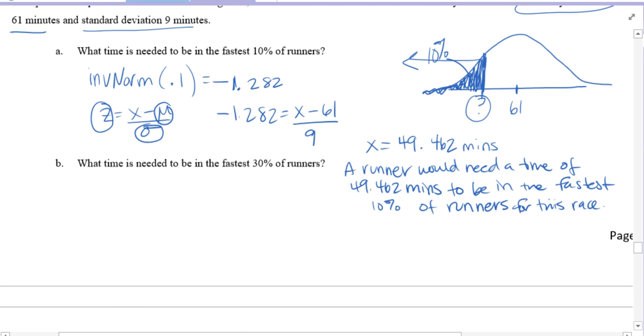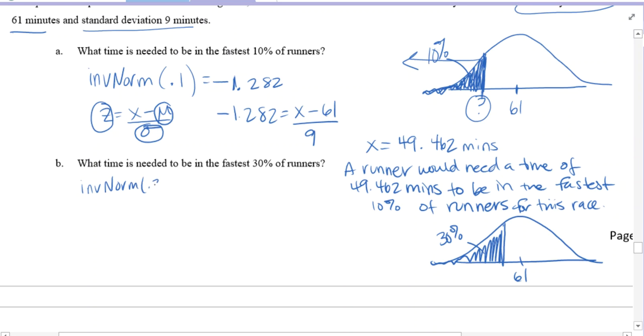All right, so B is very, very similar. What time is needed to be in the fastest 30% of runners? So again, we have our curve. The normal curve, we're centered at 61, but now we're shading in more of the curve. It's 30%. Okay, so this is 30%. We're going to do inverse norm of 0.3.